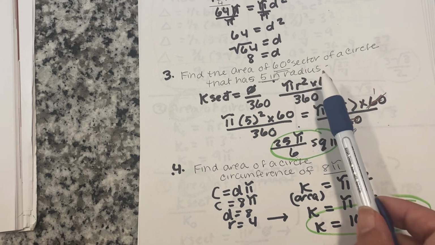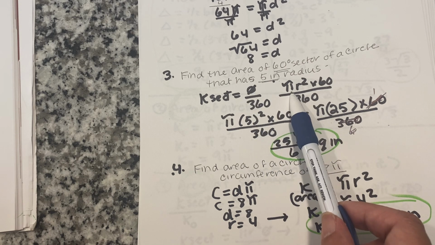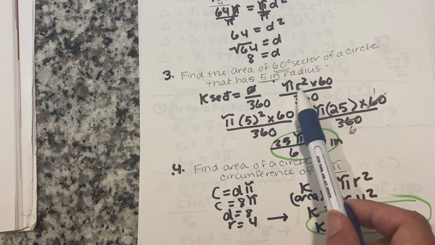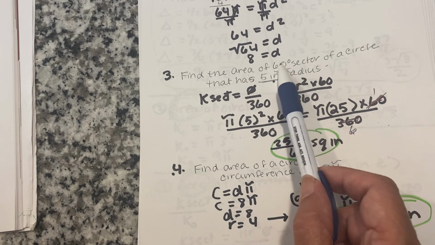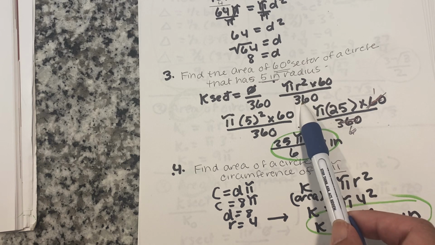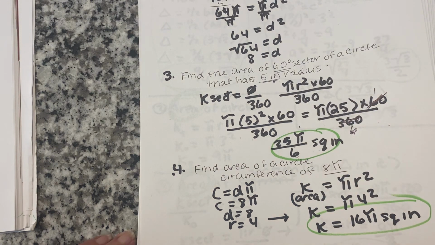All we did was plug in our numbers with the circle formula pi r squared, and then put in the degrees, 60 degrees over 360. So same as in the book. Number 4.